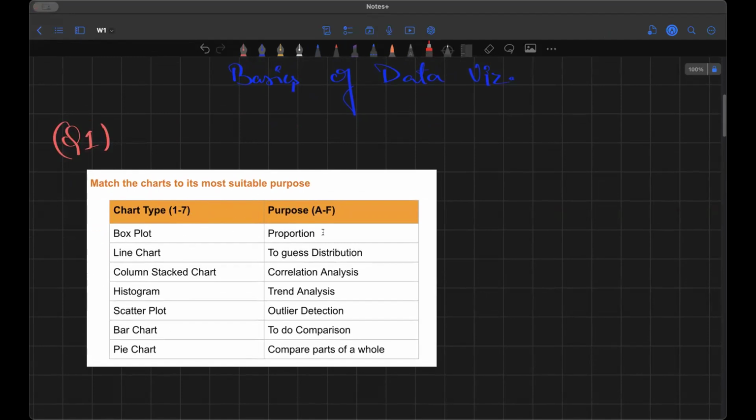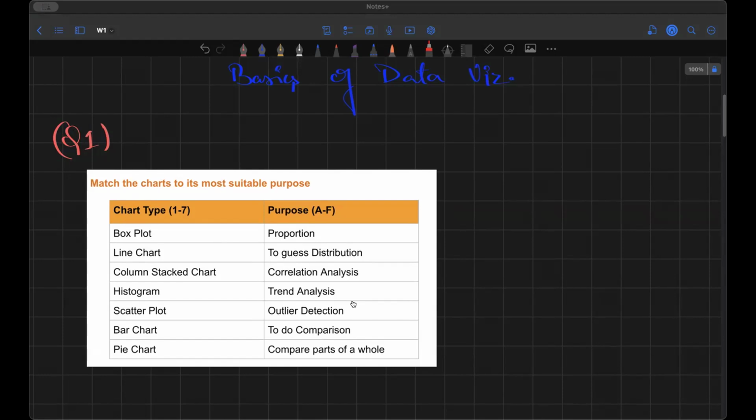So you have different purposes. Maybe you want to show some proportion. Maybe you want to guess a distribution. Maybe you want to do correlation analysis, trend analysis, outlier analysis, comparison, and compare parts of a whole. So when do you think which distribution is being used? Which chart would be the most appropriate for which situation? So let's think, what do you think should be the correct option and how we can proceed with this one.